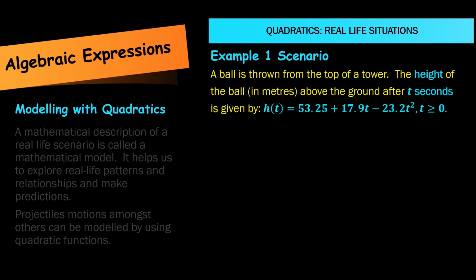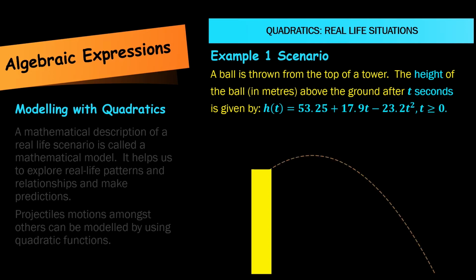Now if we consider a tower and the ball is thrown from the top of this tower, then it falls in this kind of motion. So it's a projectile, or it takes the shape of a quadratic, as shown. Suppose we consider a point at which the ball passed through, say here. h of t denotes the height of the ball above the ground, and t denotes the time that has elapsed.